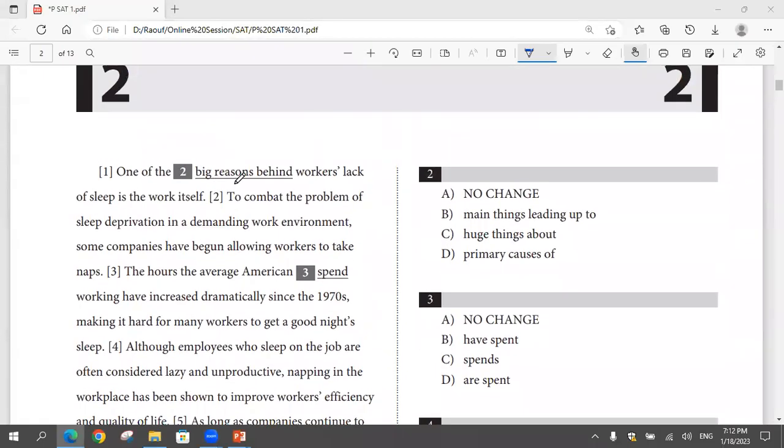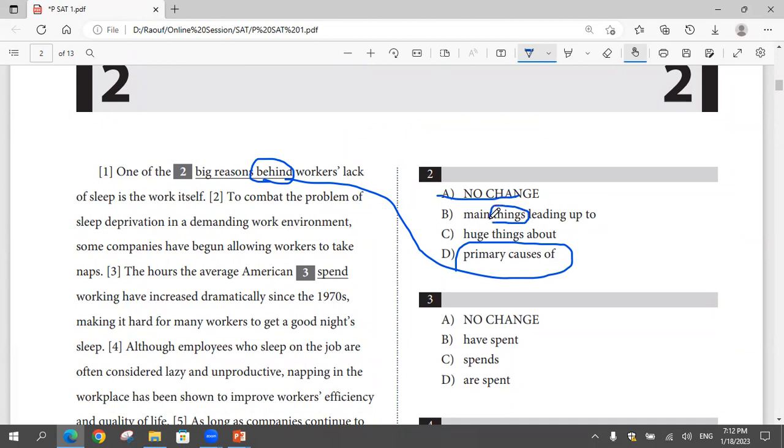All right, Shabab, "big reason behind" doesn't sound as formal as "primary cause of." So this is not formal. And also here we have a vague expression, "main things." What thing do you mean? This is vague. "Huge thing." What thing do you mean? Again, this is vague. This is clear and formal at the same time. Is that clear, Shabab? Do you want me to re-explain it? Shall we move on?